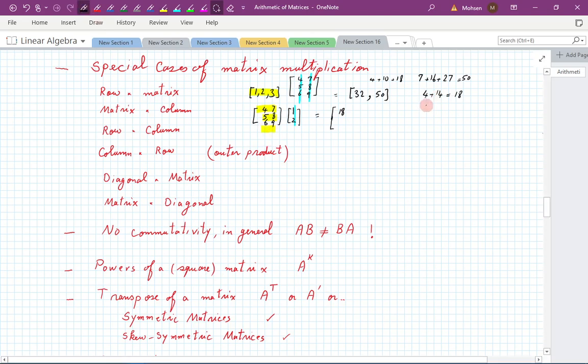So 5, 8 is going to be 5 and 16. So it's going to be 21. Second entry 21. 6, 9 times 1, 2. 6 times 1 is a 6. 9 times 2 is an 18. And then I'm going to make it 24 out of it.